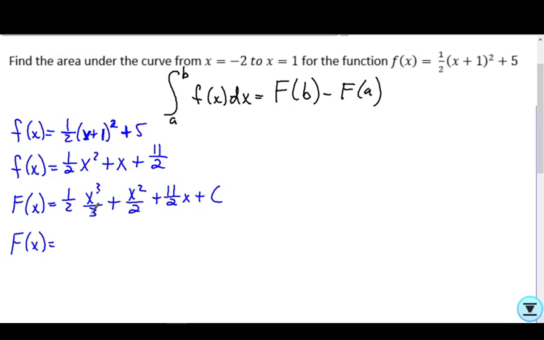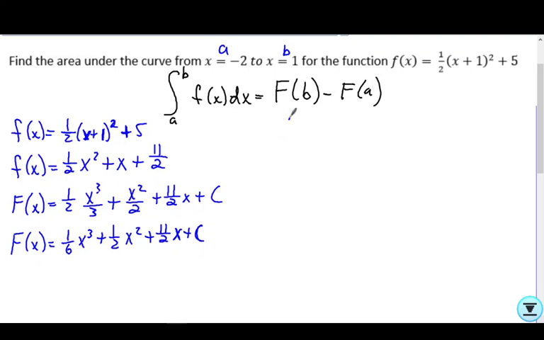Dividing by 3 is the same thing as multiplying by a third. So we get 1/6 x cubed plus 1/2 x squared plus 11 over 2 x plus c. So that's the antiderivative. And again, we're not going to use that plus c, but I always write it when I take antiderivatives like that. So I know this is my a and this is my b.